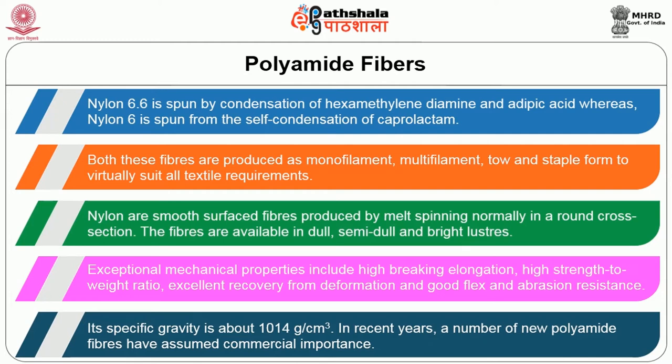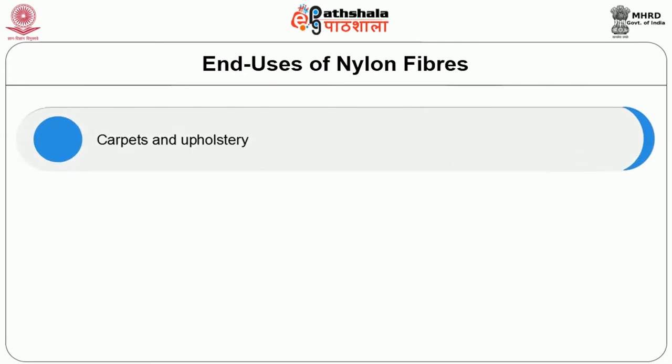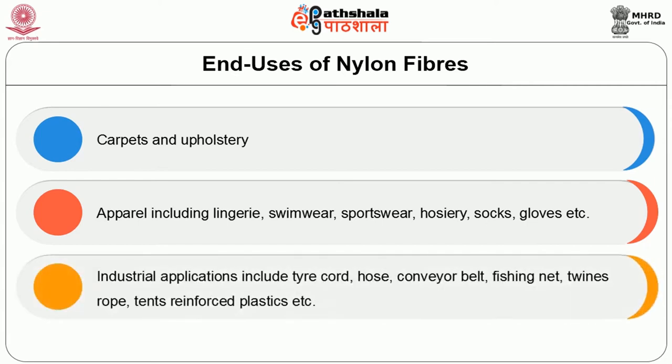In recent years, a number of new polyamide fibers have assumed commercial importance. Among the end users of nylon fibers, the carpet and upholstery industry uses a significant amount of monofilament in the production of carpets and upholsteries. In the apparel industries, a large amount of fiber is used in the production of lingerie, swimwear, sportswear, hosiery, socks, gloves, and other textile materials. As far as industrial applications are concerned, nylon fiber is a choice material used in tire cords, hose, conveyor belts, fishing nets, twines, ropes, tents, and reinforced plastic materials.